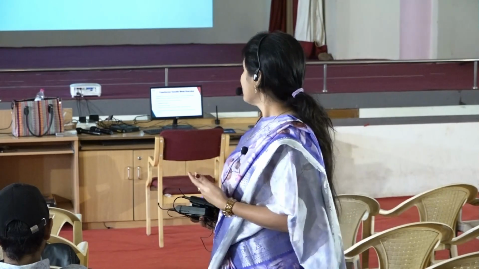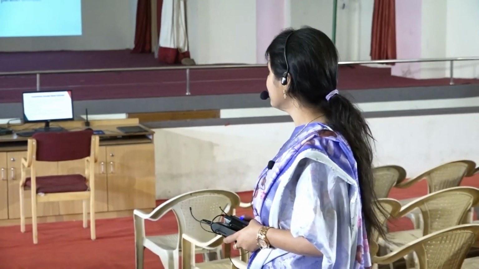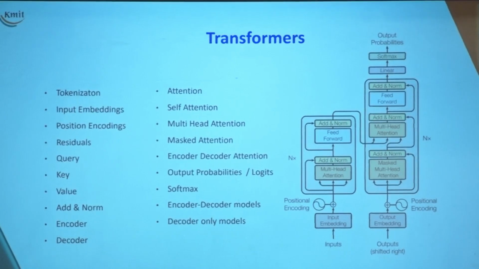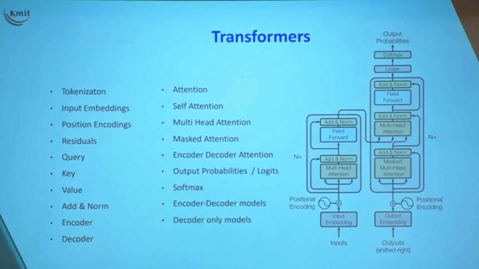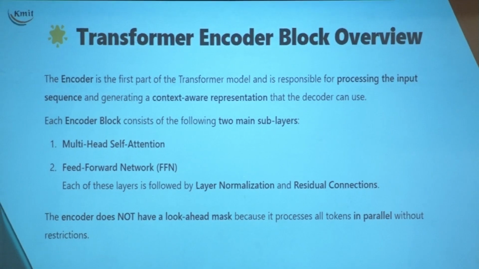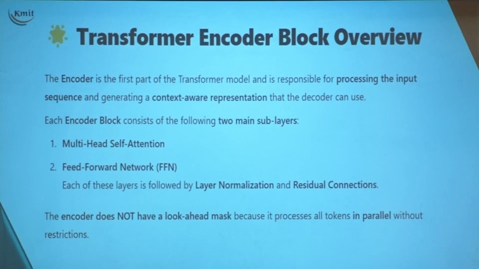Okay. Now each encoder block consists of two sublayers. What are they? Multi-head attention is one block, followed by the feed forward network, another block. Each layer is again followed by what? When you look at the diagram, we have multi-head attention followed by add and normalizing. We have feed forward followed by add and normalizing. That's the same thing I am writing here. Each of the layers is again followed by an add and normalization block. The encoder does not have a look-ahead mask because it processes all the tokens in parallel without restrictions. This point is very important for us to understand the decoders.